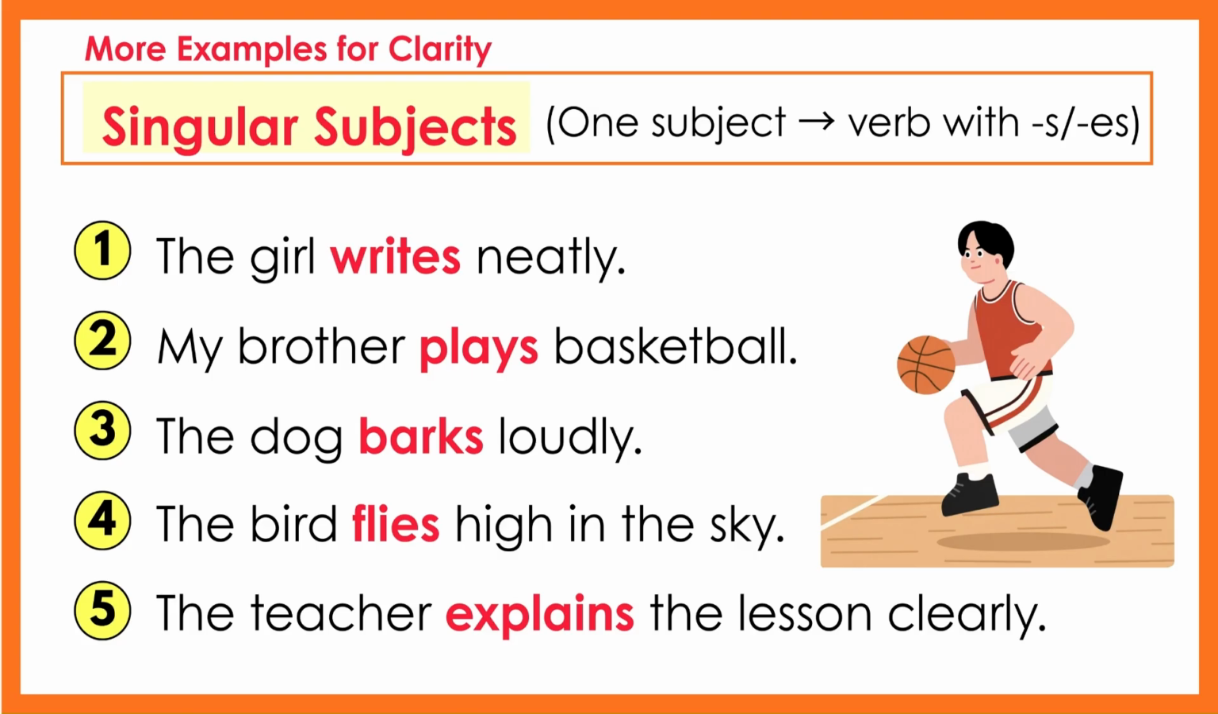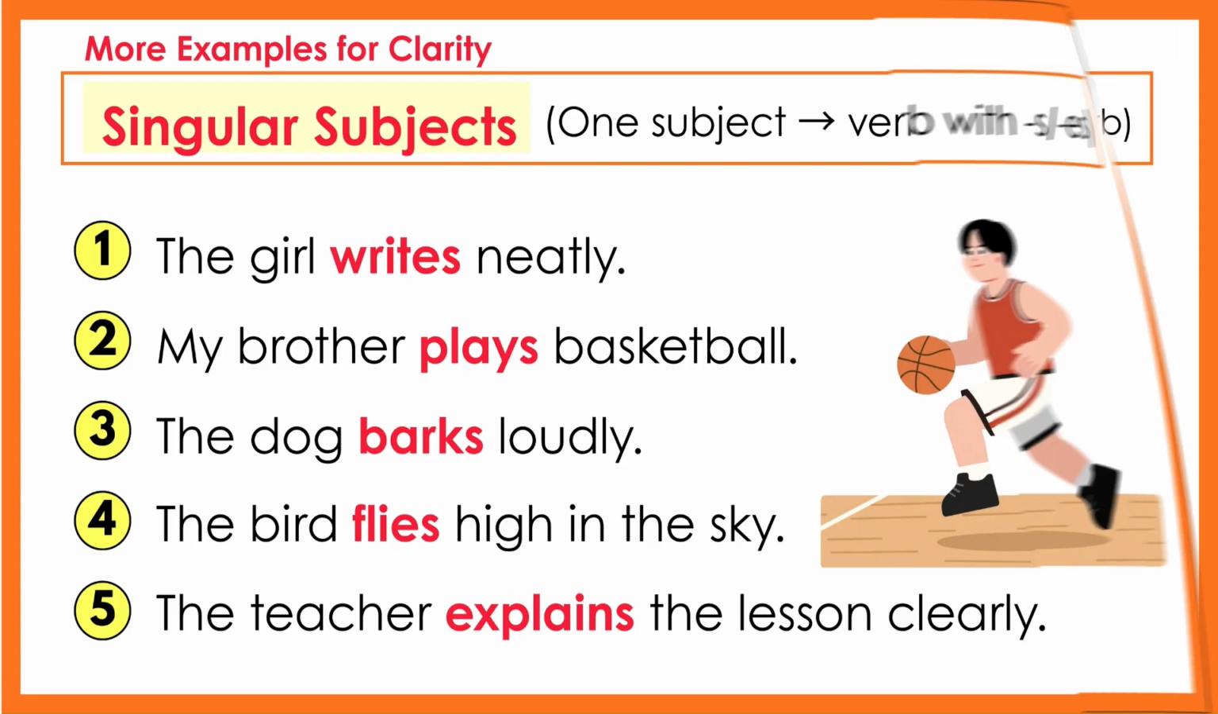More examples for clarity. Singular subjects: one subject uses a verb with s or es. 1. The girl writes neatly. 2. My brother plays basketball. 3. The dog barks loudly. 4. The bird flies high in the sky. 5. The teacher explains the lesson clearly. Singular subjects use singular verbs, usually ending in s or es in present tense.